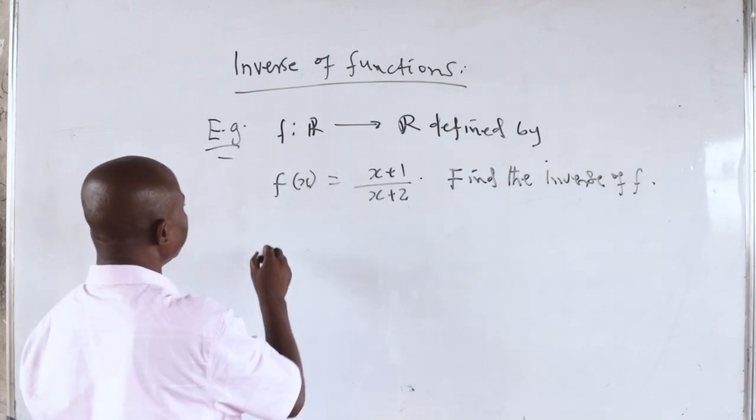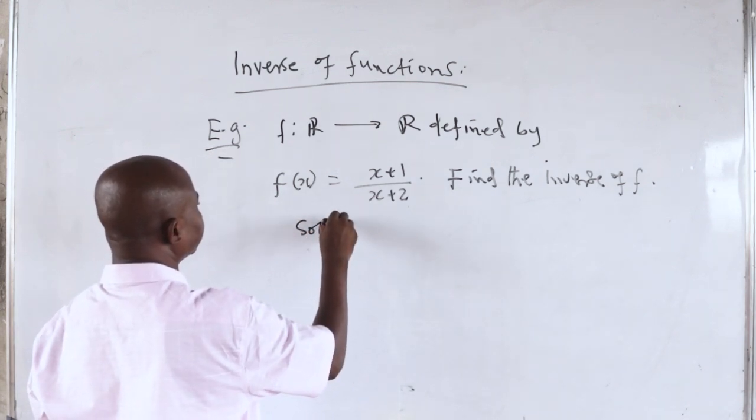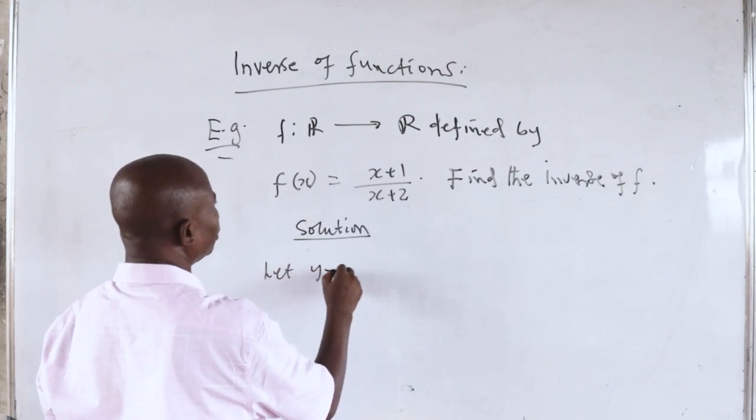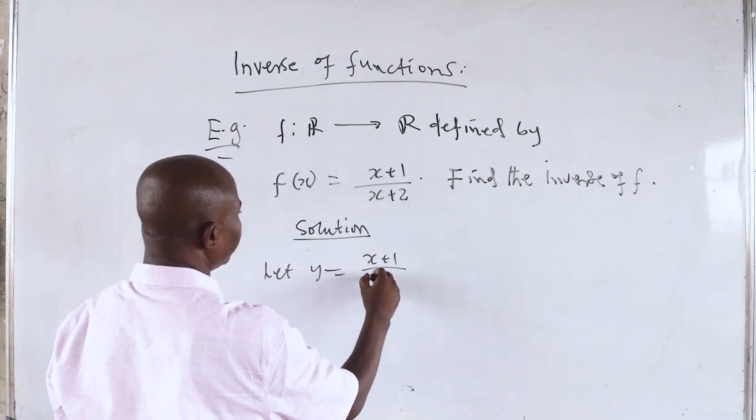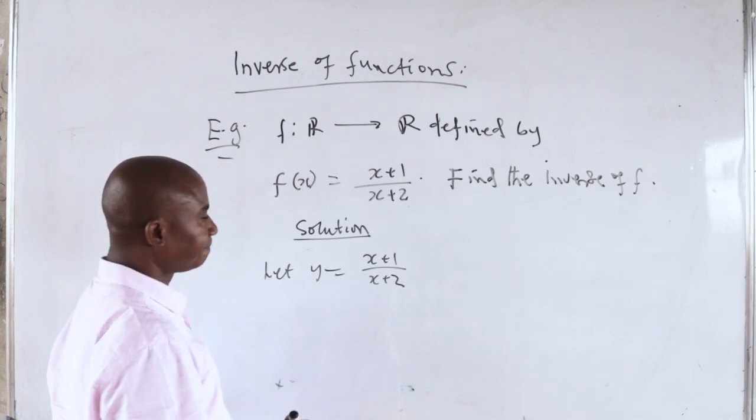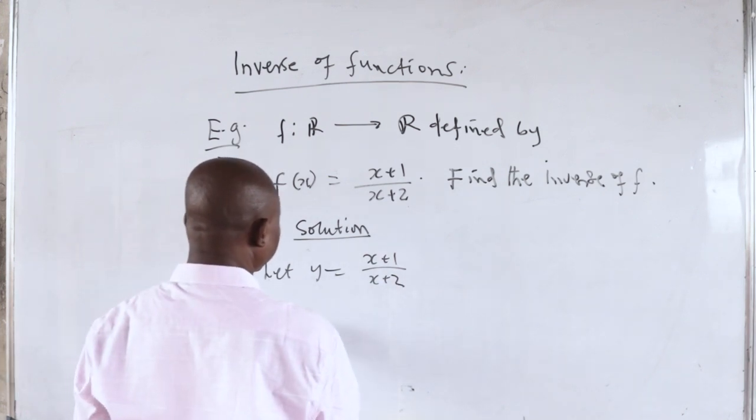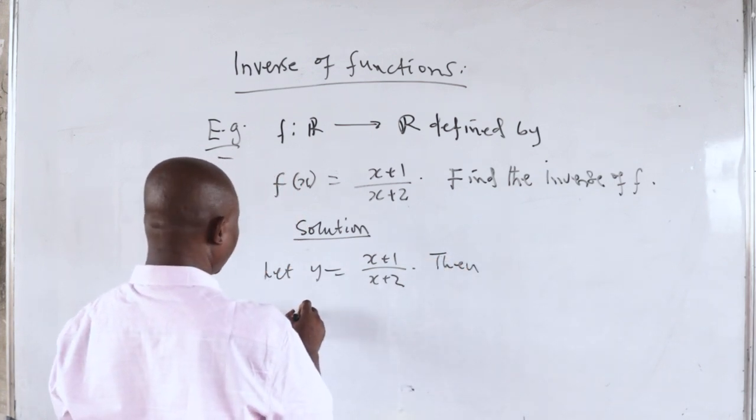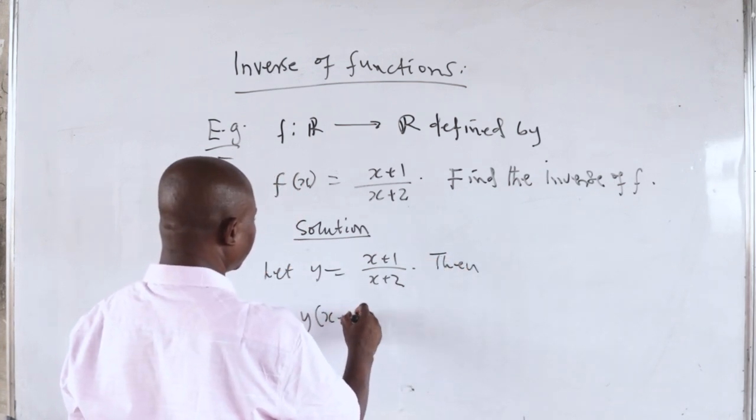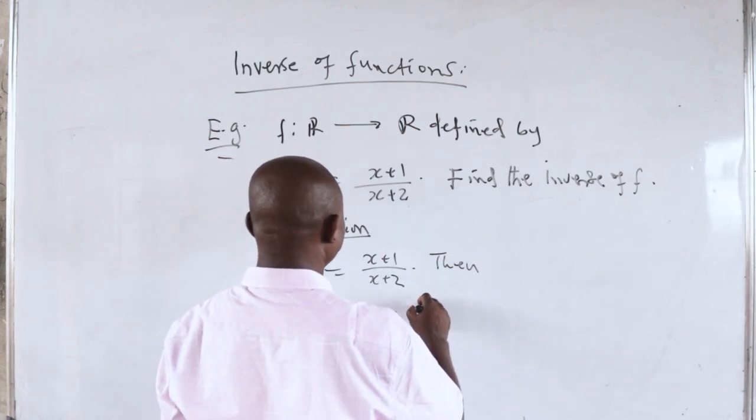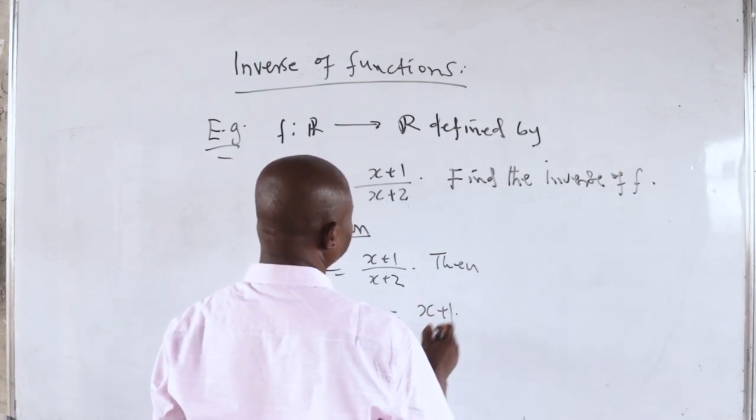Like we did before, let us set y to be (x + 1) over (x + 2). If we do this, we will have that y times (x + 2) is equal to x + 1.